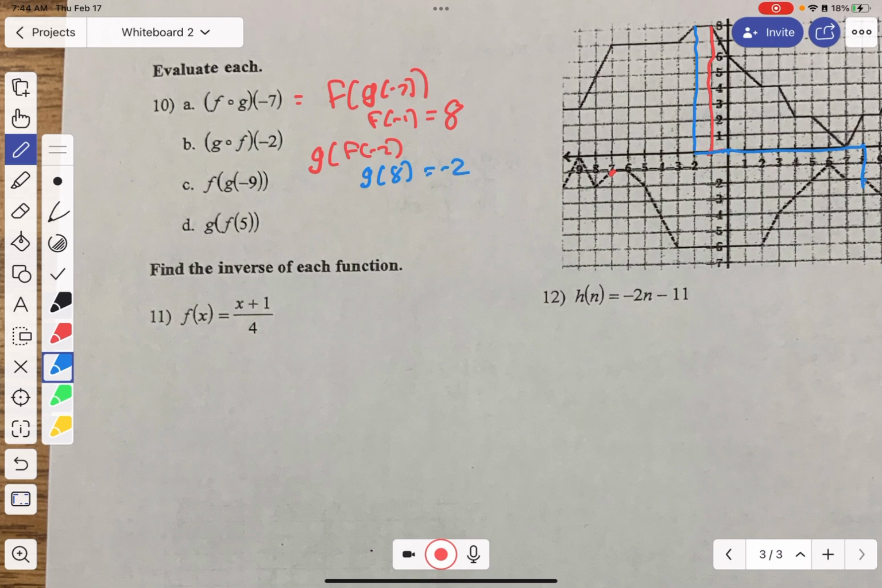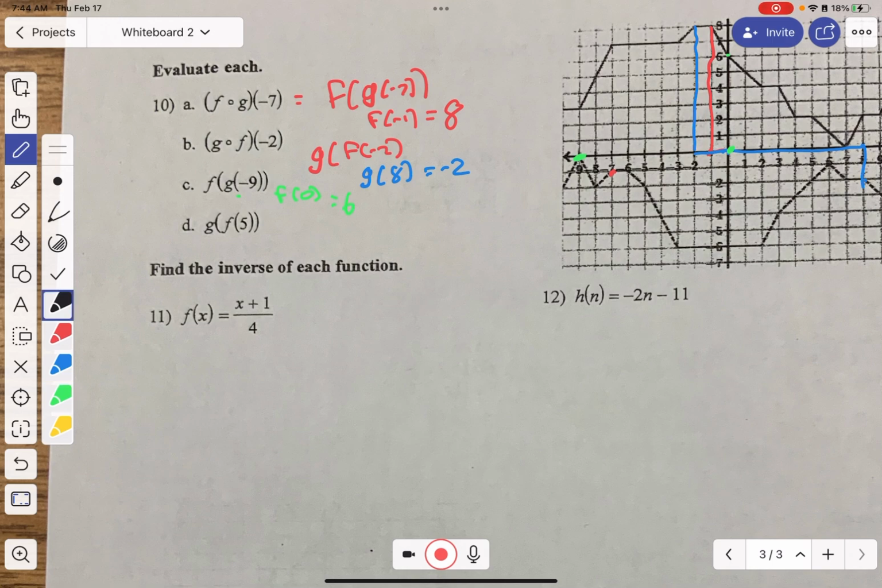Now this one I got to find g of negative 9 first. g of negative 9 is right there, so it's 0. So that means I have to find f of 0. f of 0, there's 0, so 6. It's a bad color.